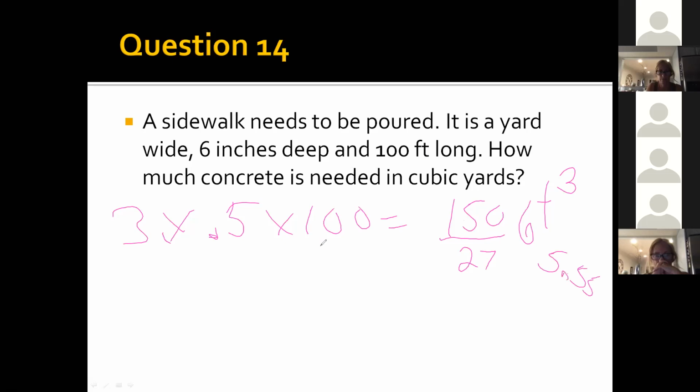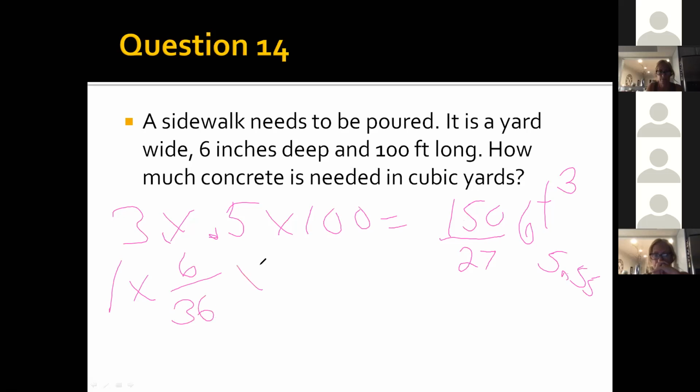Now let's do it another way. Let's do it by yards. We have 1 yard. We need to have consistent units now. So we have 1 yard, and then we have 6 inches. 6 inches is how much of a yard? 6 inches is 6/36 of a yard, right? There's 36 inches in a yard.